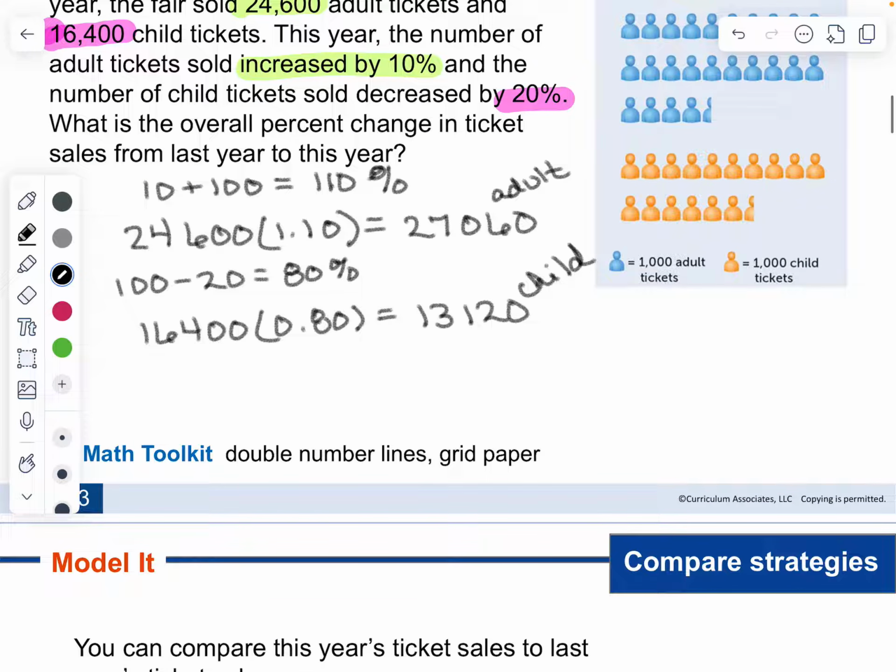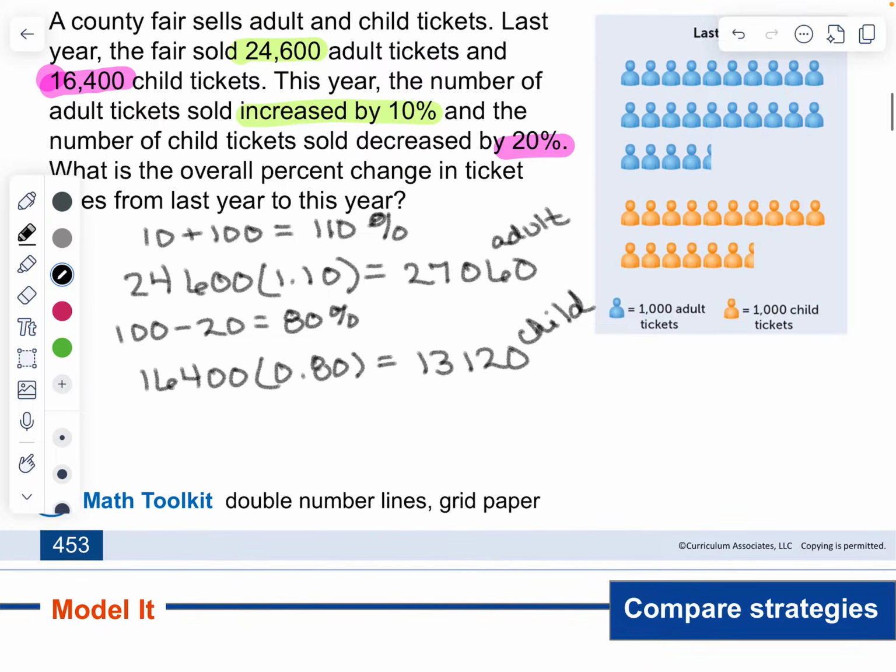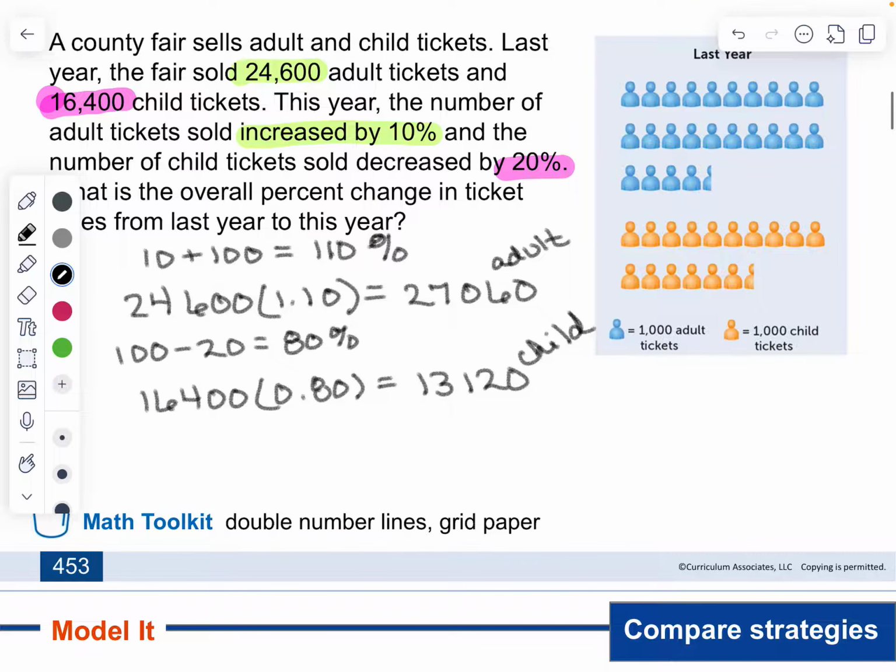What is the overall percent change in ticket sales from last year to this year? So we need our totals. Last year, total would be 24,600 plus 16,400 for a total of 41,000.